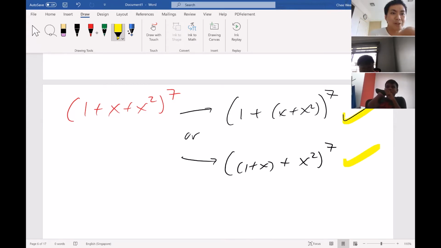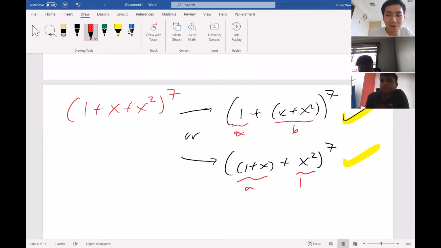So let's say if you go for the first one, then this is just your A, this is just your B. But if you go for the second one, clearly this is your A and this is your B. Then it's classic binomial expansion, and expand and simplify again. Understand?